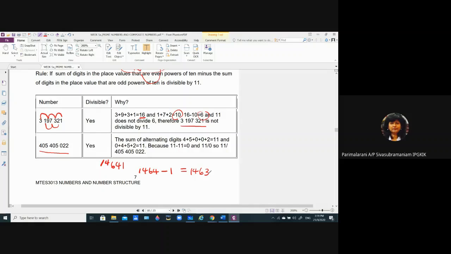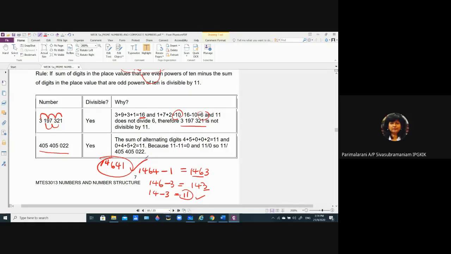So now the last number is 3. So we minus 3 from the remaining number, 146 minus 3 will give us 143. Okay, we still don't know whether this number can divide by 11. So we minus the last number again, 3, from 14. 14 minus 3 is equal to 11. Now we know 11 can divide by 11. Therefore, this number can divide by 11.